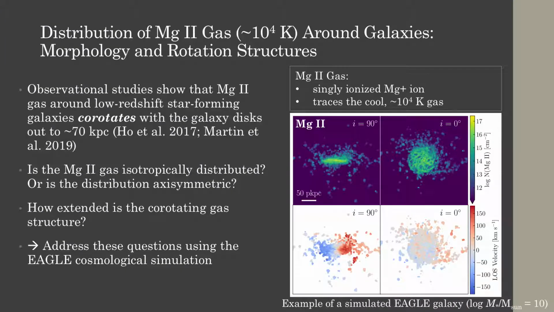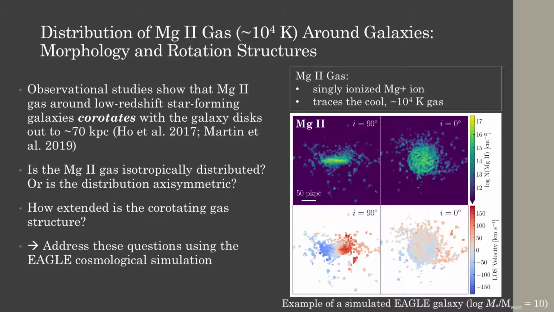The motivation of our study is our previous observational result, which showed that magnesium-2 gas around low redshift star-forming galaxies corotates with the galaxy disk out to several tens of kiloparsecs from the galaxy center. This means that the cold CGM traced by magnesium-2 has significant angular momentum.